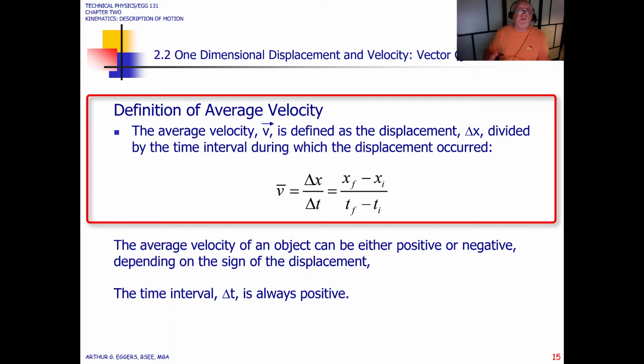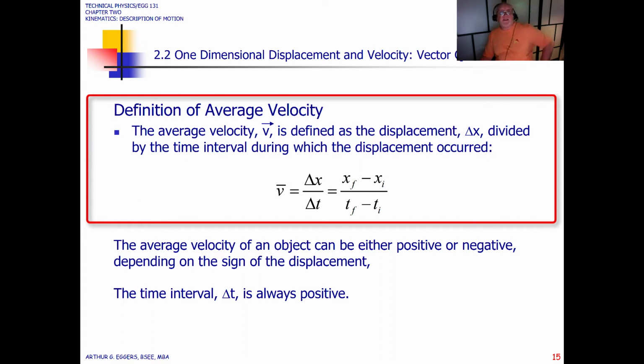So you can see now we're expanding that relationship. You'll notice we have a little v for velocity with a bar on top of it. That's telling us we're looking for the average, because we're measuring it across 2 points. So delta X divided by delta T is equal to X sub F minus X sub I divided by T sub F minus T sub I.